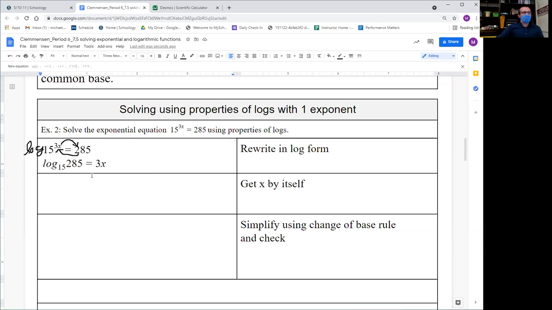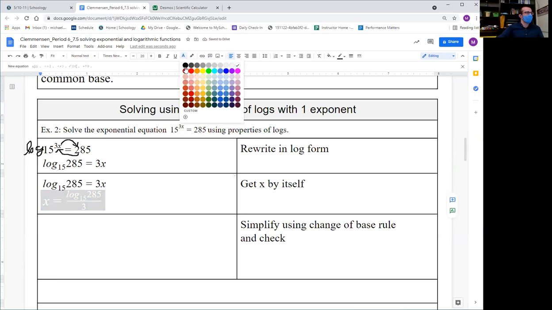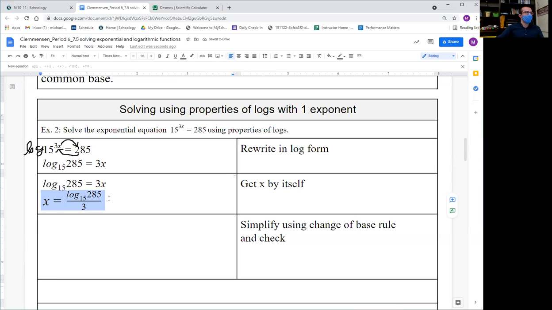The reason we do it this way is because now our x is on one side and no longer an exponent. So it's a nice, easy number that we can work with. We can manipulate this to be a much easier problem now. The next step is to get x by itself. So currently there's a 3 times x right now. So the opposite of multiplying by 3 is dividing by 3. Right, so I end up rewriting my equation again, because I like to do that, as x equals log base 15 of 285 divided by 3.